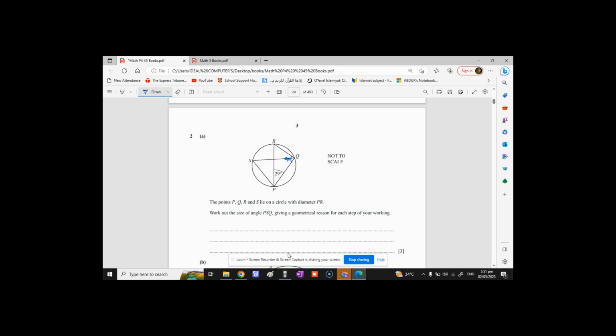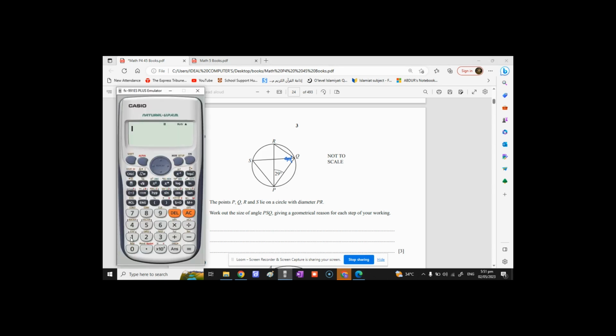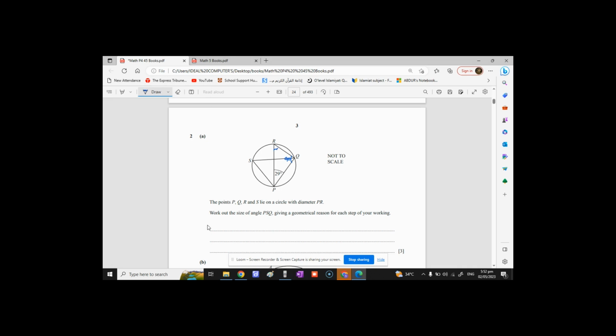Now in triangle PQR, the sum of the angles is 180 degrees. So I will subtract the sum of these two from 180 degrees. That is 29 plus 90 degrees. We got 61 here. Now this angle 61 is made by this arc PQ. So the same arc makes at the circumference this angle S. So this angle S will also be 61 degrees.